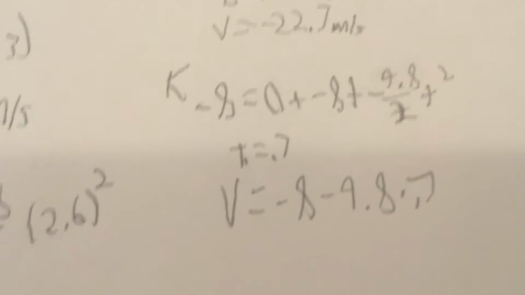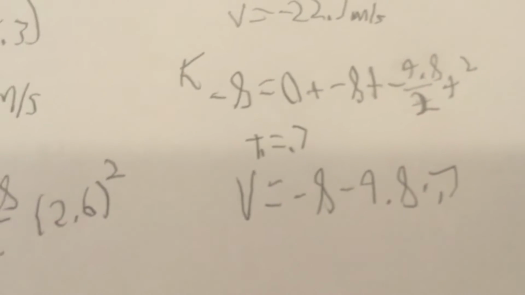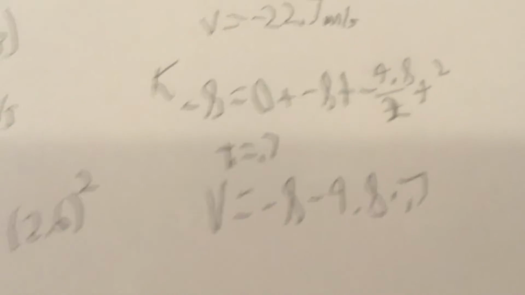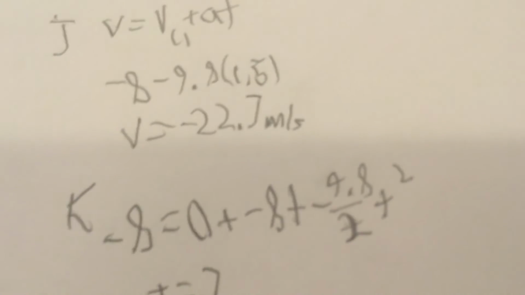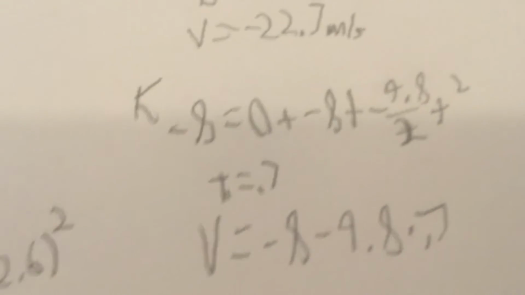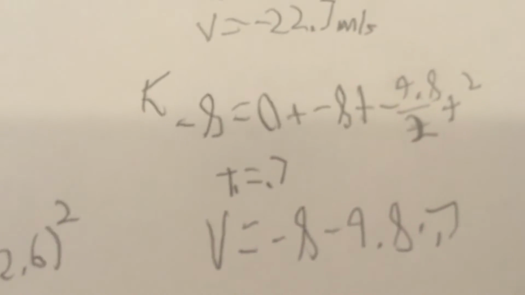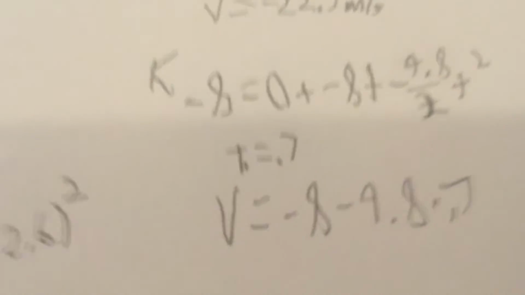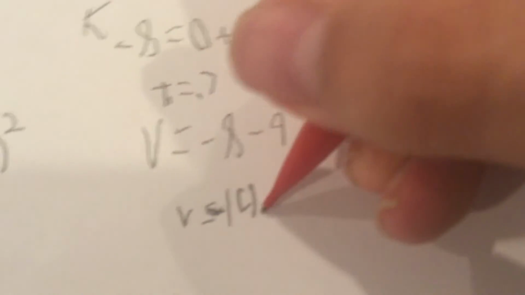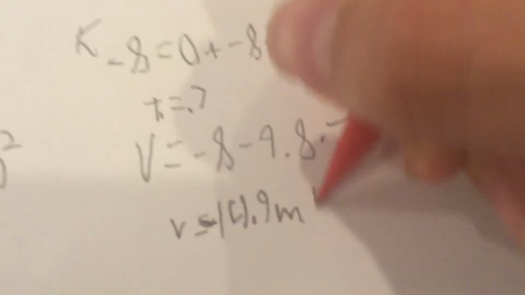Let me type that in: -8 minus 9.8 times 0.7. That gives -14.9 meters per second. That's correct. Now, let's look at part L.